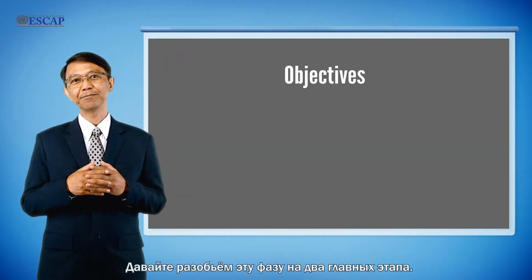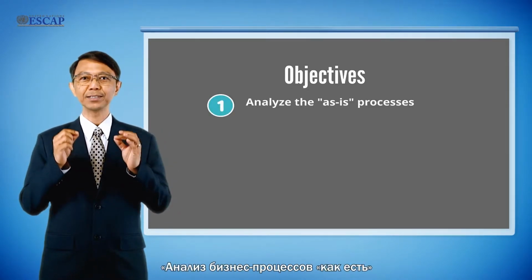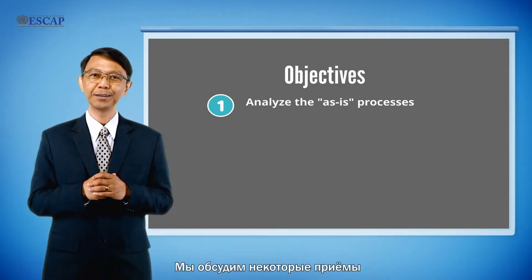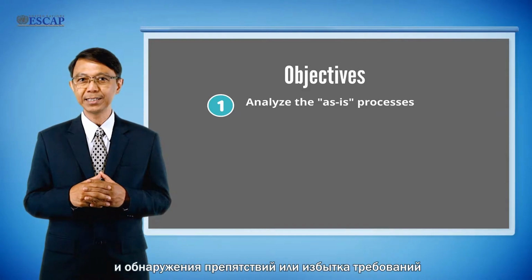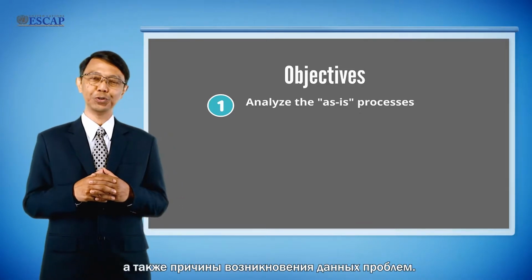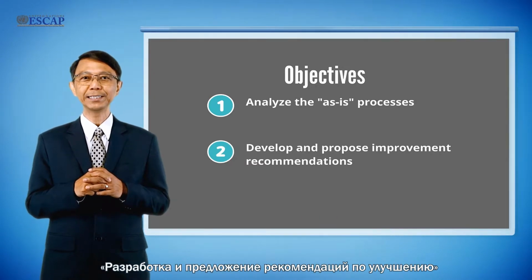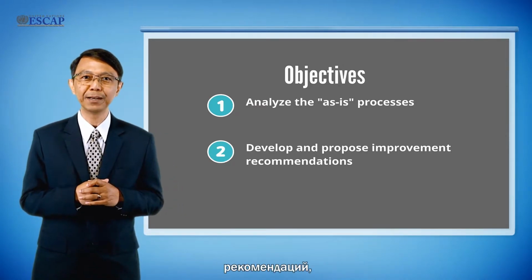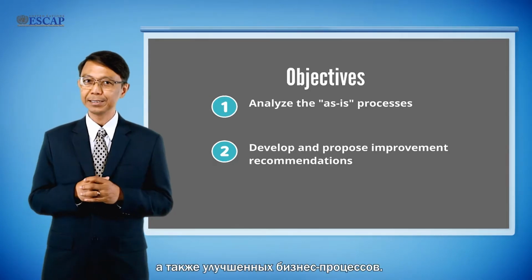Let us organize this phase into two main steps. The first step, analysis of the as-is business processes. We shall discuss some techniques for analyzing the as-is processes, identifying bottlenecks or any redundancies in procedural and documentary requirements, and root causes of those issues. The second step, develop and propose improvement recommendations. Approaches on how to develop and propose appropriate improvement recommendations, and also the to-be business processes, shall be discussed.